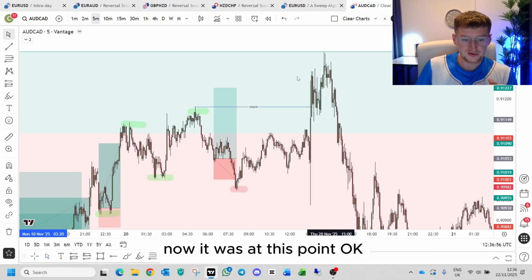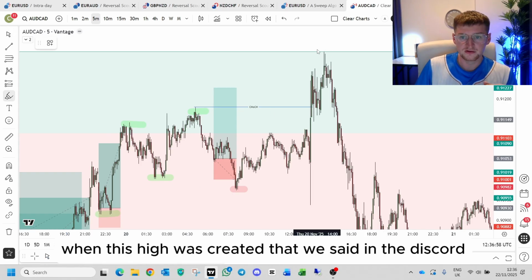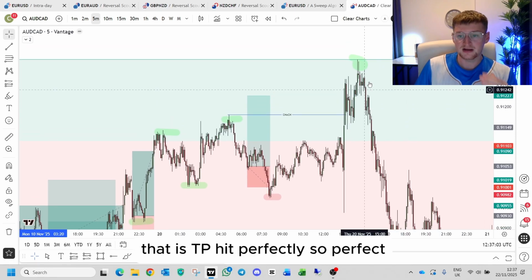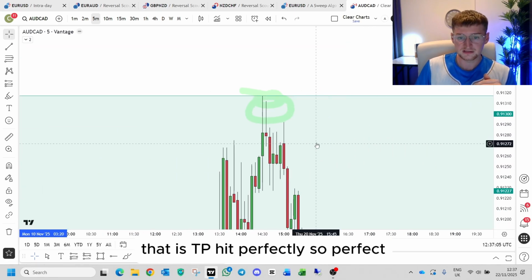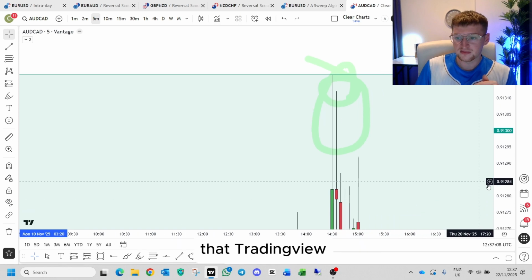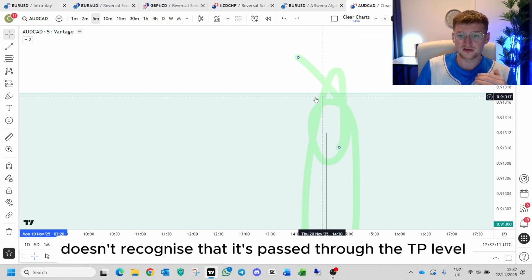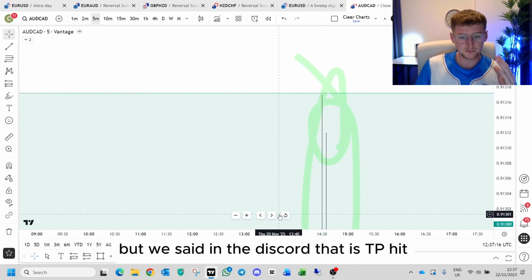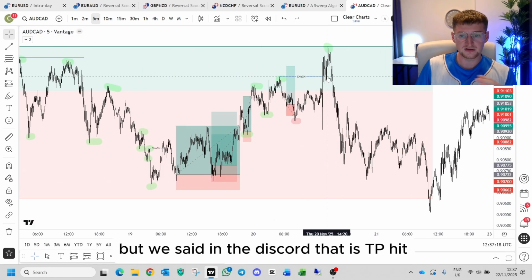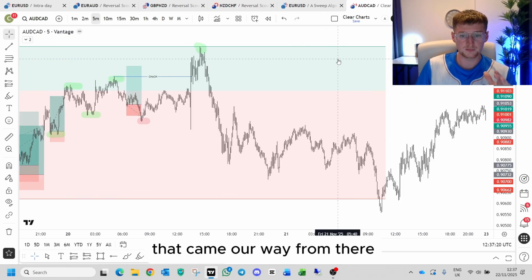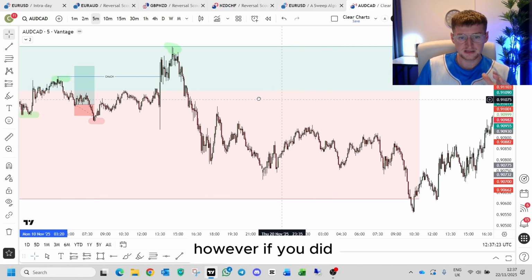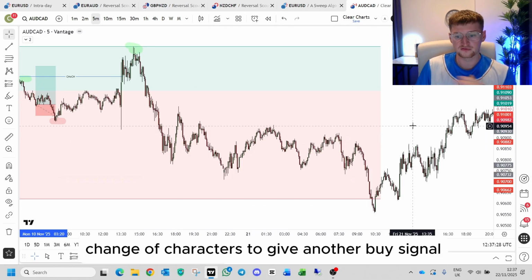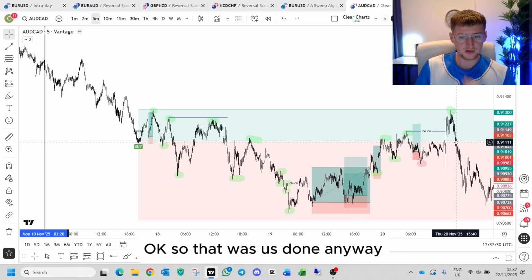Now it was at this point, when this high was created, that we said in the Discord, that is literally TP hit. That is TP hit perfectly, so perfect that TradingView doesn't recognize that it's passed through the TP level and therefore hasn't marked it as the TP. But we said in the Discord that is TP hit, so we're not looking for any further trades. However, if you did, you would see that there wasn't actually any further change of character to give another buy signal. So that was us done anyway.